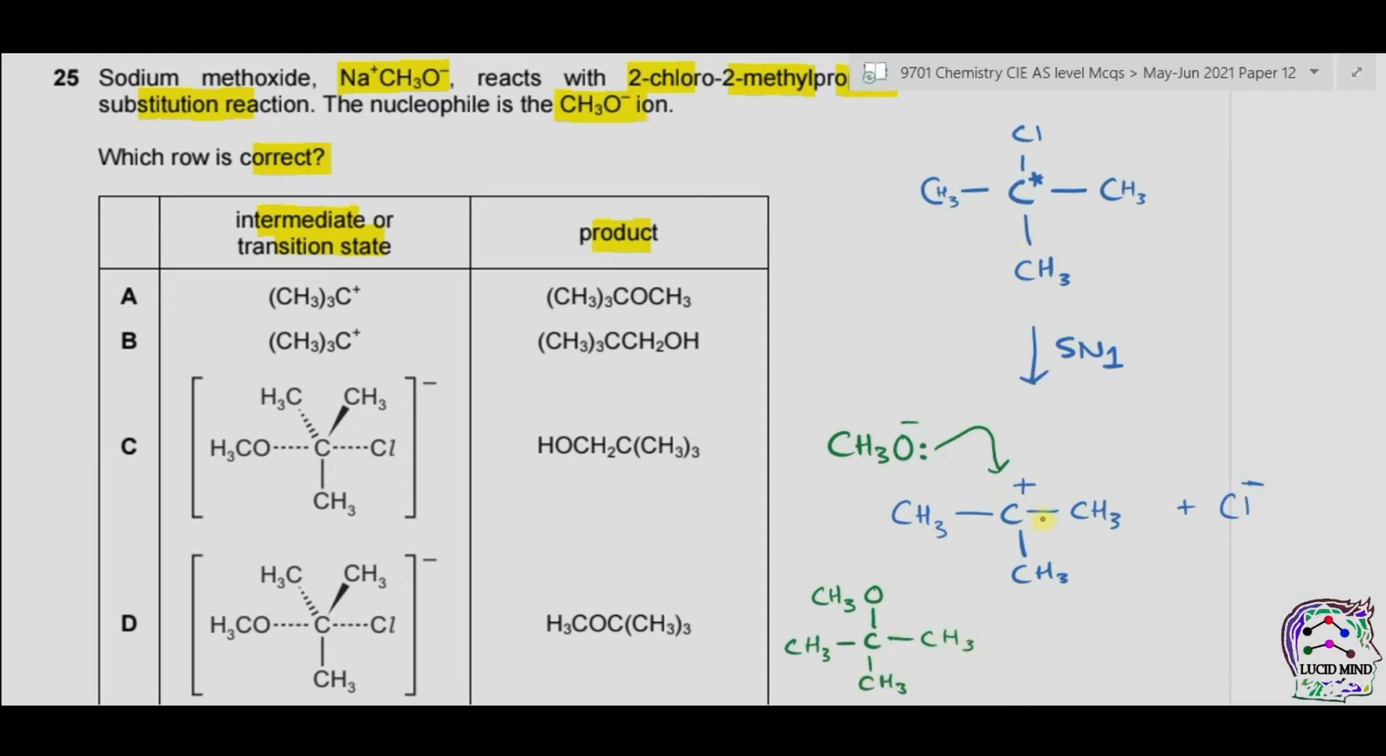So first is the intermediate. This is the intermediate or transition state. C and D are not true. These are for primary halogenoalkanes.